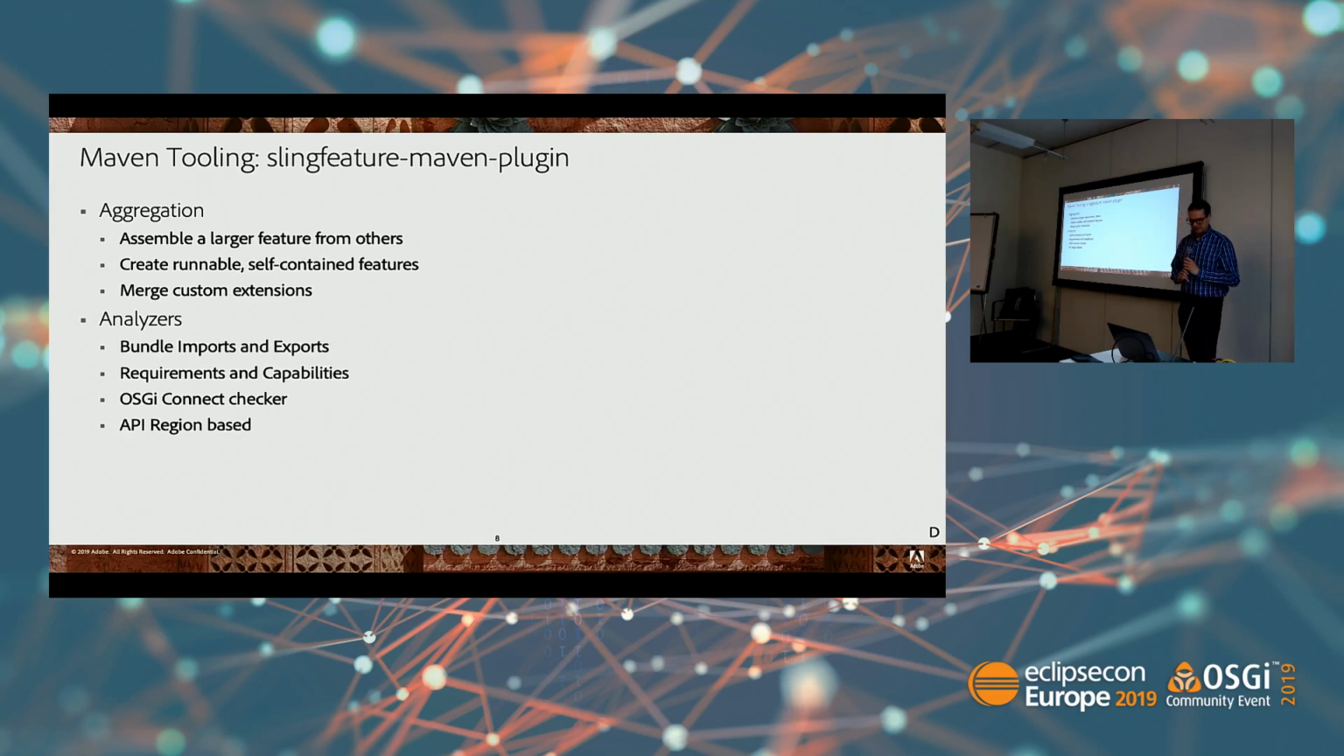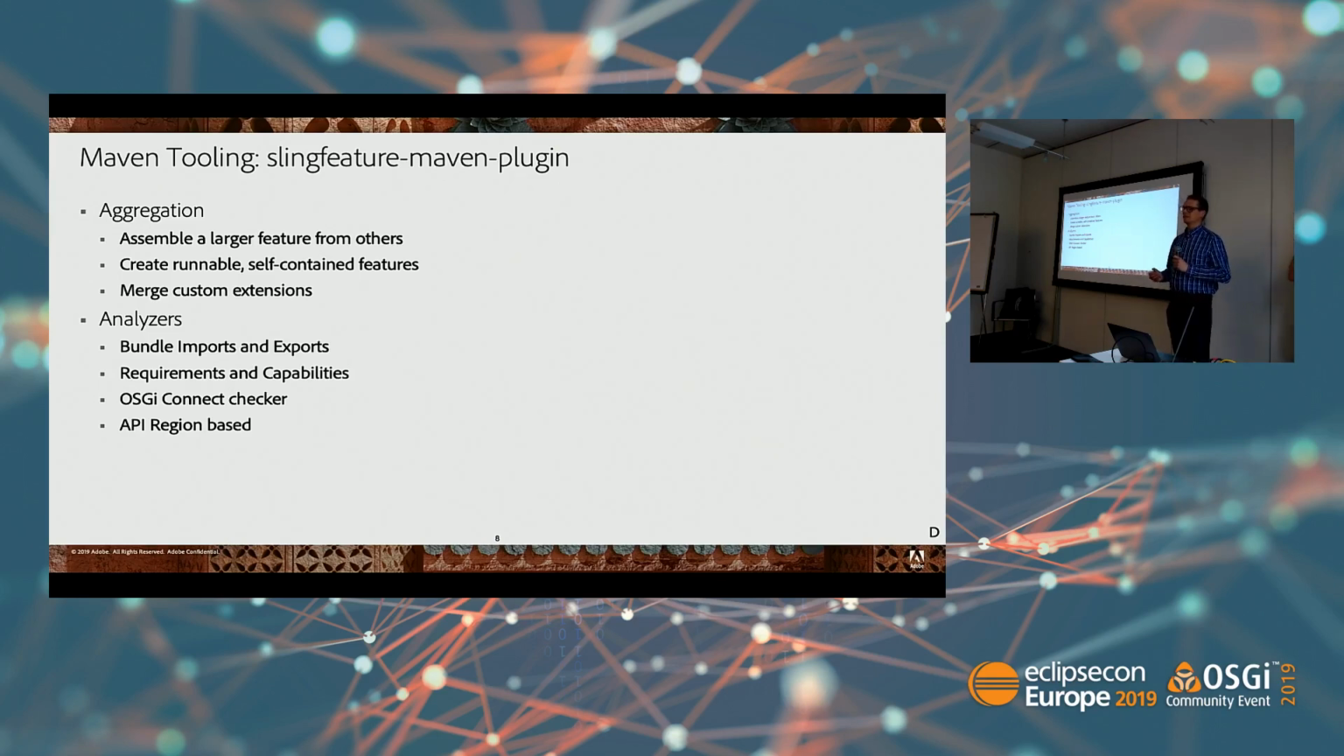The analyzers, there are a bunch built in. You can also add your own. They can check that the imports and exports, the imports are all covered by available exports in all your feature models, that all the requirements in there are covered by capabilities in your feature models. And one thing to mention is that the imports and exports and requirements and capabilities are automatically inherited from all the bundles that are referenced by your features, but you can also add them into the feature model itself.